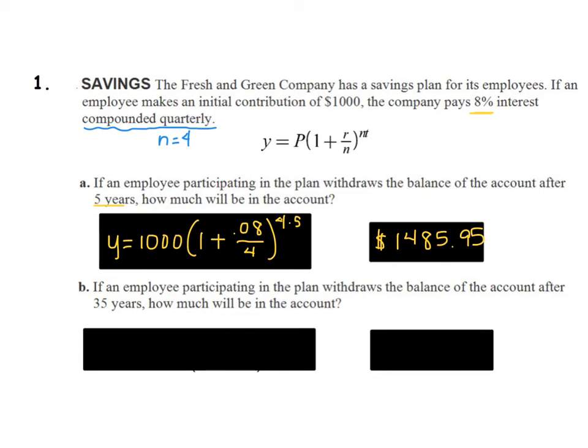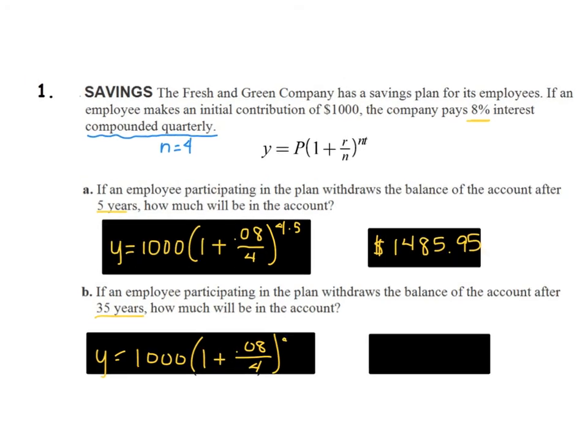Well, let's see what happens if the employee stays there longer and they stay for 35 years. So we're going to have the same equation. 1 plus our interest rate's going to stay the same. It's still compounded quarterly, only this time, rather than multiplying by 5 years, we're going to multiply by 35. Go ahead and put that in your calculator.